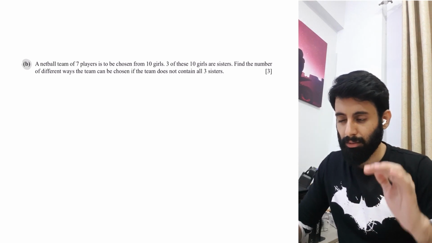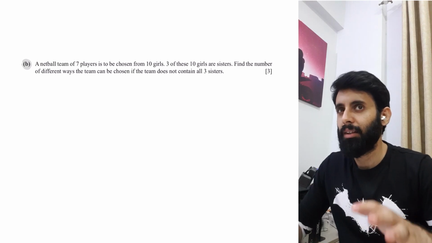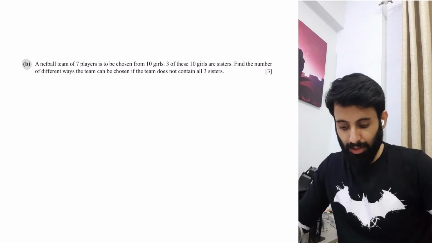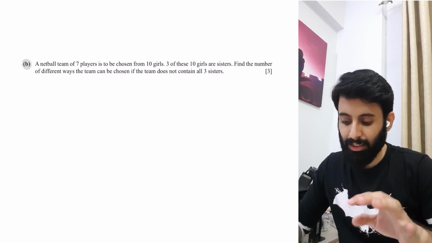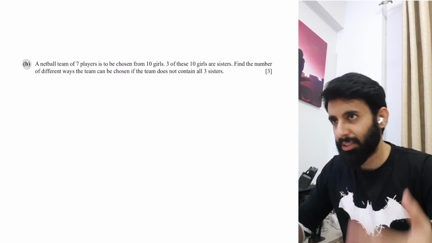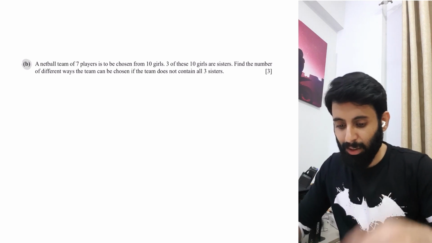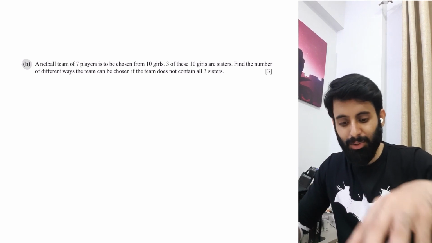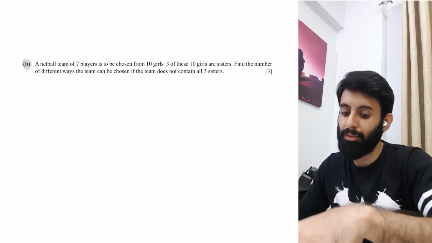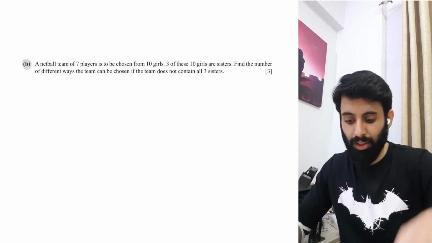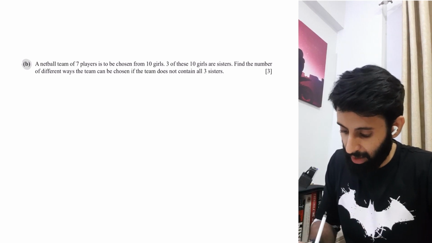Now it does not say that the team contains none of the 3 sisters. It says does not contain all 3 sisters. I know this may sound very similar, so what exactly is the difference? It says does not contain all 3 of them. That means you can have 1 of the 3, you can have 2 of the 3, but you can't have 3 out of 3.